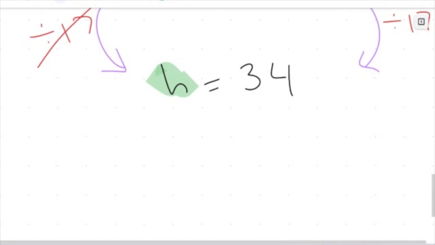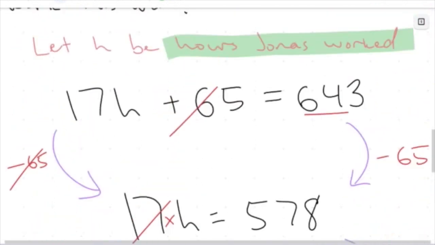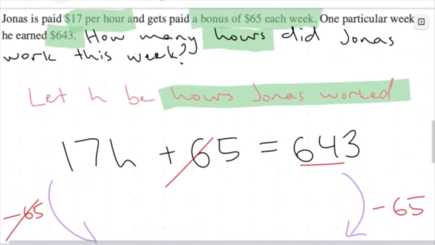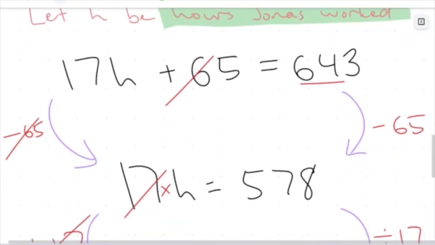So because the thing I set to h is the hours Jonas worked, then by finding this h, by finding this unknown, I have answered the question. I've found how many hours Jonas worked in order to make $643 because he gets 17 per hour with an additional 65 on top of that. So once we set this up, solving the equation just gives us that unknown.